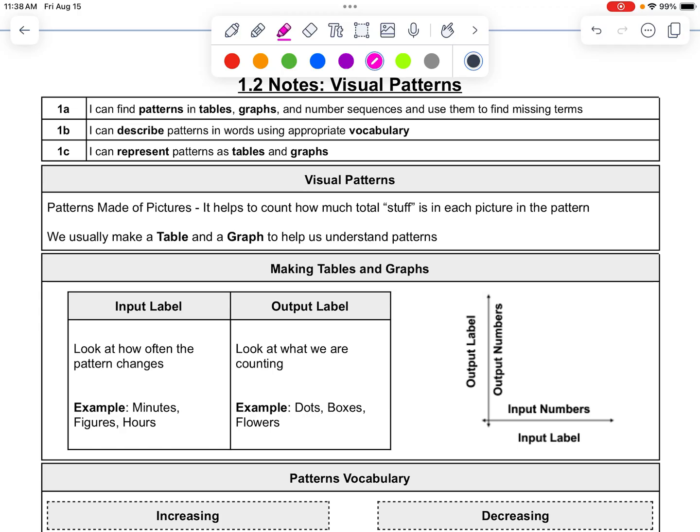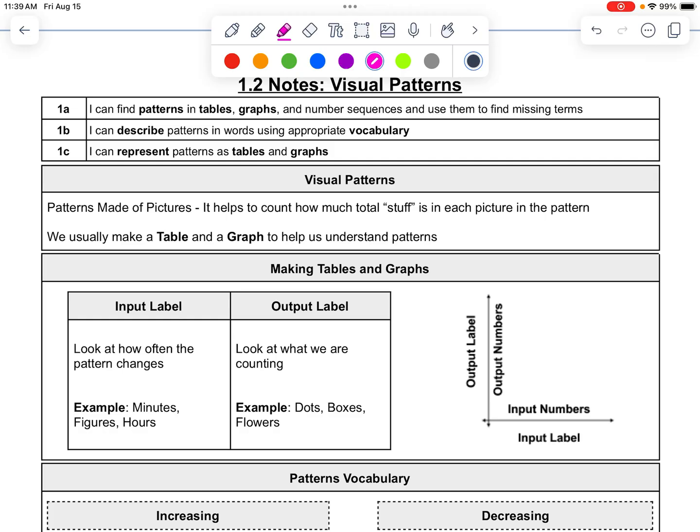Hi everybody! In this video, we're going to be going through the notes for lesson 1.2, which is about visual patterns. So in this video, we're going to be talking about turning visual patterns into tables and graphs that represent those patterns. Let's start with what a visual pattern is.